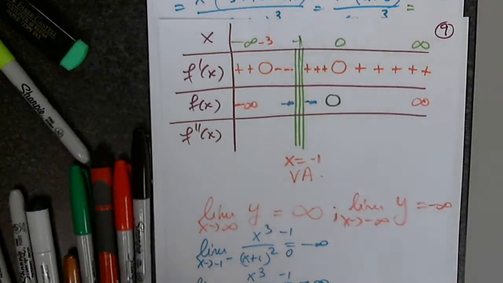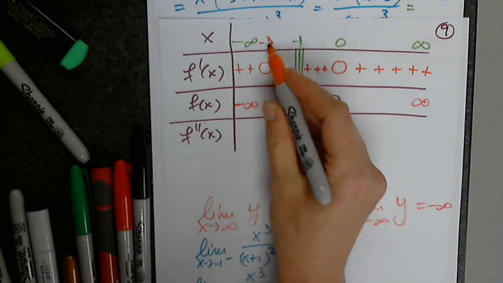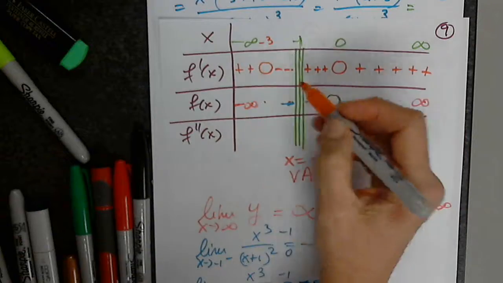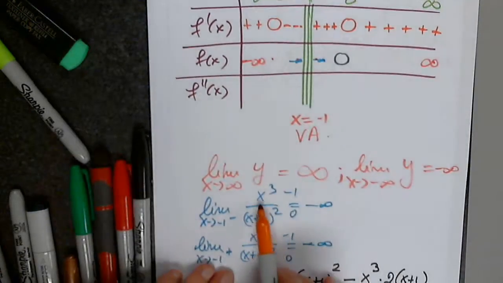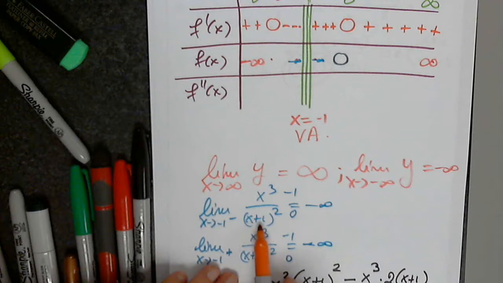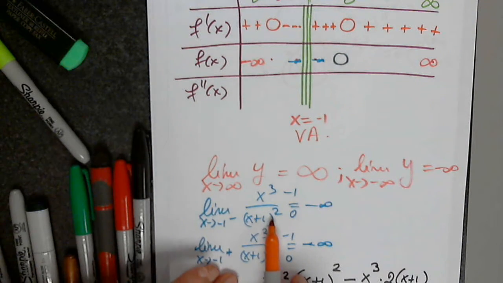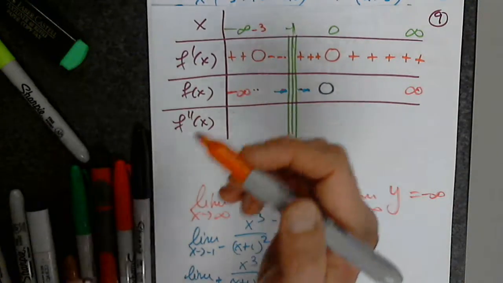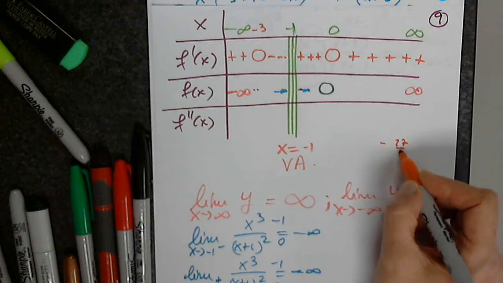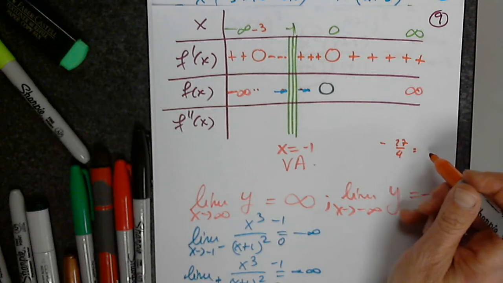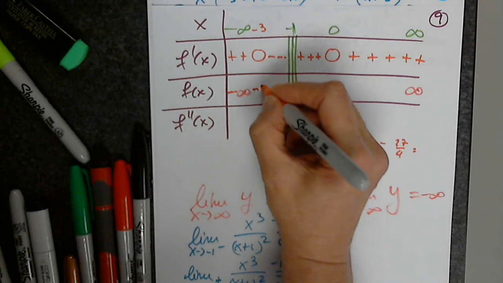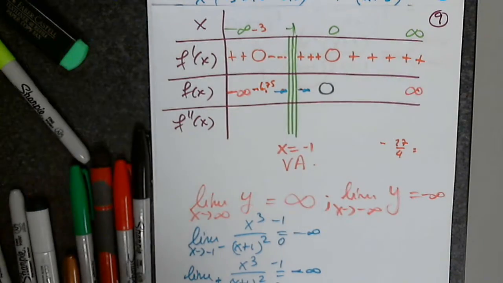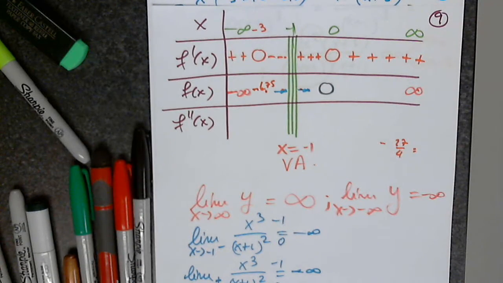Very good. I have to determine this point here when x is -3. I have it when x is 0, but when x is -3, I go back to the function, and I get -27, -3 plus 1 is -2, 2 squared is 4, -27 over 4. What is that? -27 over 4 is -6.75. Correct me if I'm wrong. Is it -6.75? Okay, perfect.